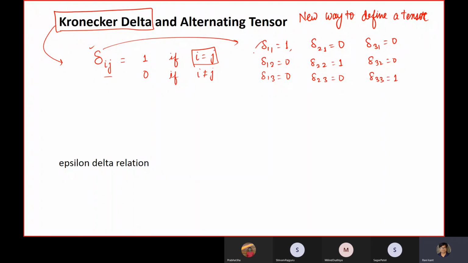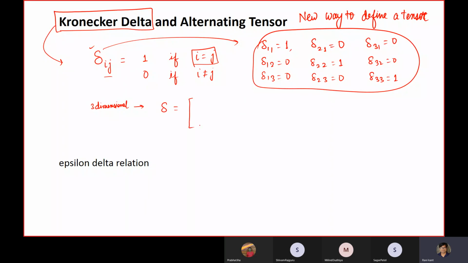Okay, so in short, this whole thing, in three-dimensional space, and we have in total 600 milligram of glycerin to be combusted, right? We can write delta in matrix form. So this is in index notation, delta ij, and in matrix form we can write 1 0 0, 0 1 0, 0 0 1. This is how it is written.